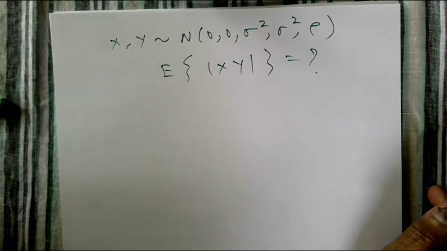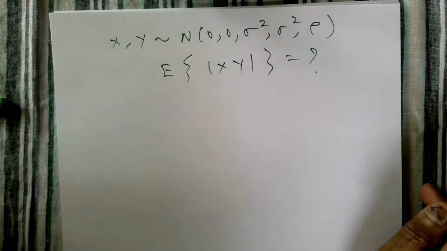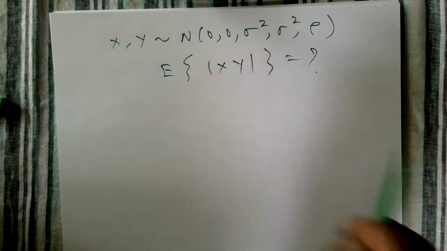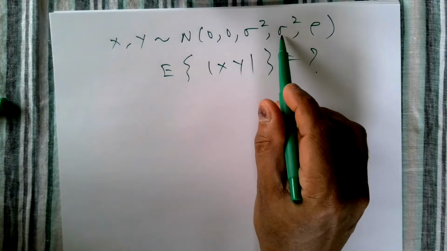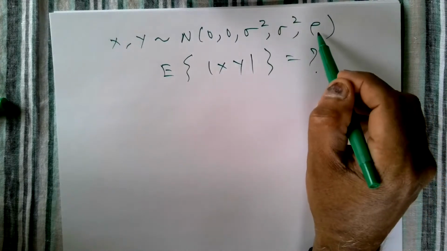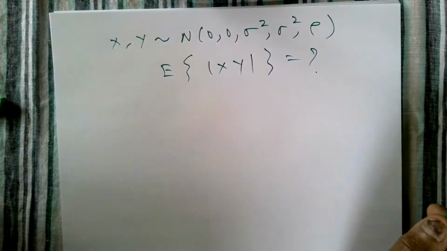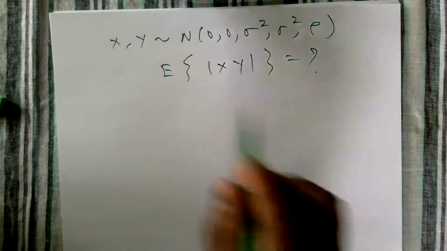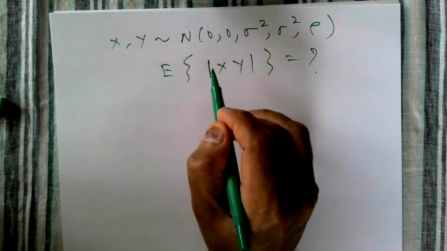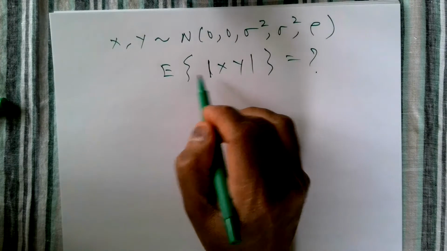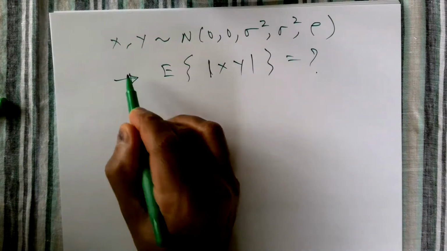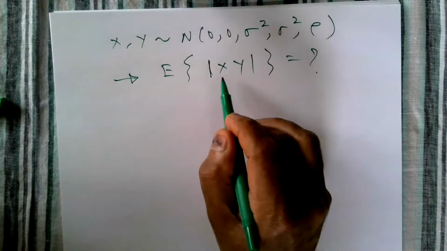So look at this problem. X and Y are jointly normal random variables with common variance sigma squared, but correlation coefficient equal to rho, not equal to 0. So they are dependent random variables. What we are interested in is figuring out the expected value of the absolute value of xy.